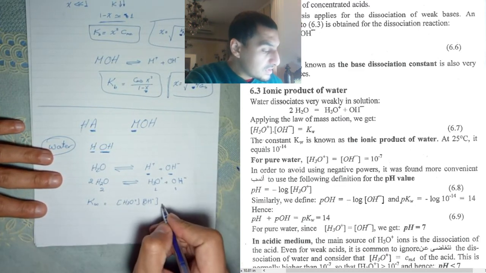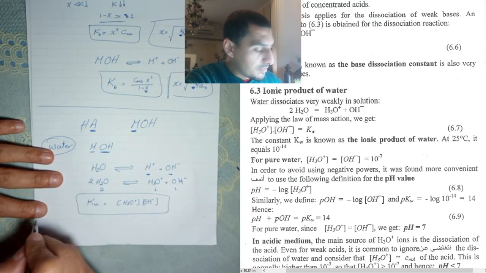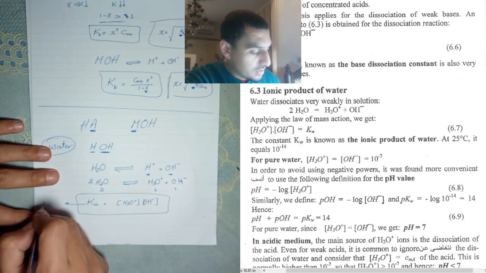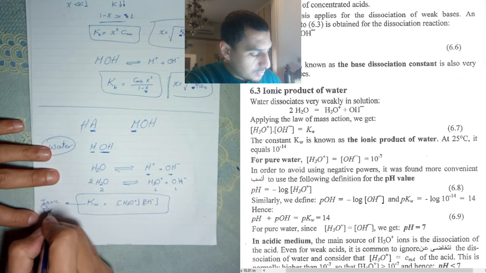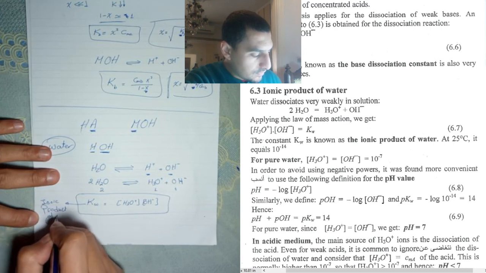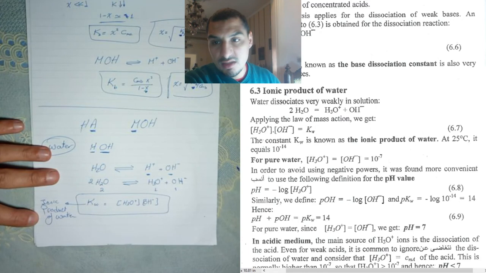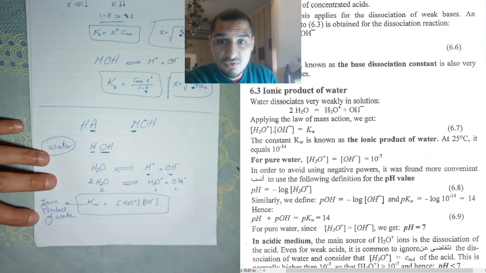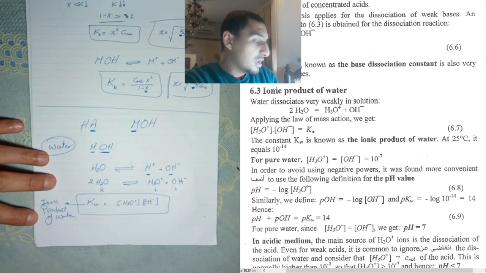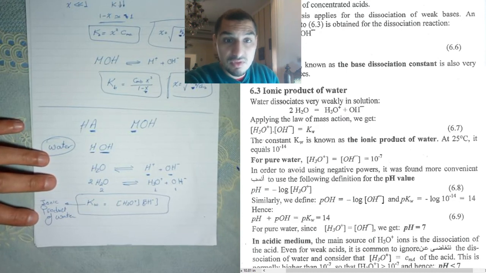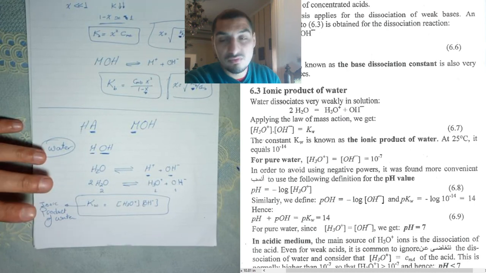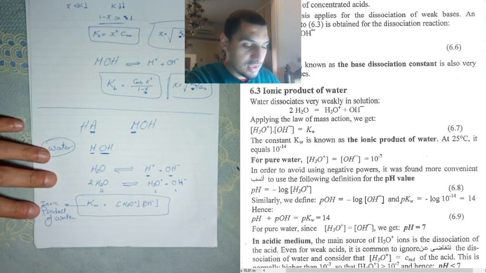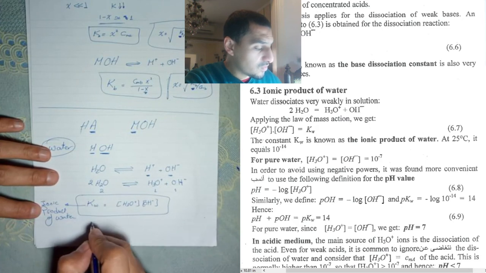So this K is called the ionic product of water. It's like the acid dissociation constant and the base dissociation constant we mentioned before. This is the ionic product of water. And water is a very special case, as I mentioned before, because it is a very widely used liquid, and it's used almost in everyday life. So that's why the K for water is well known.